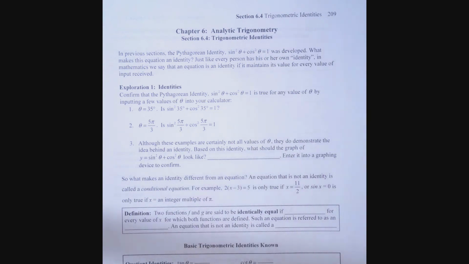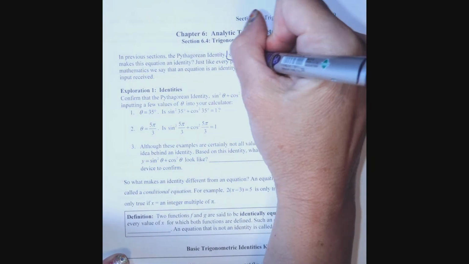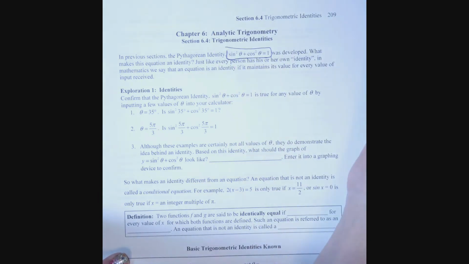In Chapter 6, Section 4, we move on to focus on our identities. Now, we just used in the last section the Pythagorean identity. So we've recently talked about that basic Pythagorean identity. And we know that there are two other Pythagorean identities that we solve for as well.